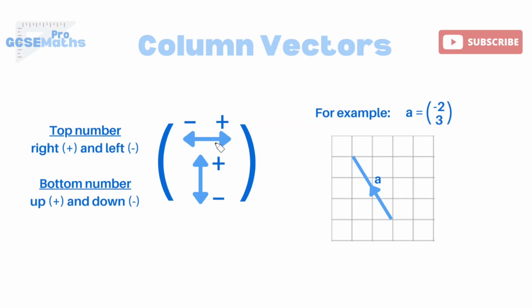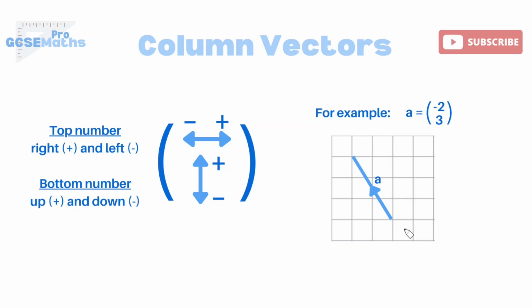The top number means how far we're going to move left or right. If it's a negative, we're going to move left. If it's a positive, we're going to move right. The bottom number is therefore up or down. This one's pretty self-explanatory, so obviously if it's positive, you're going to go up. If it's negative, you're going to go down.